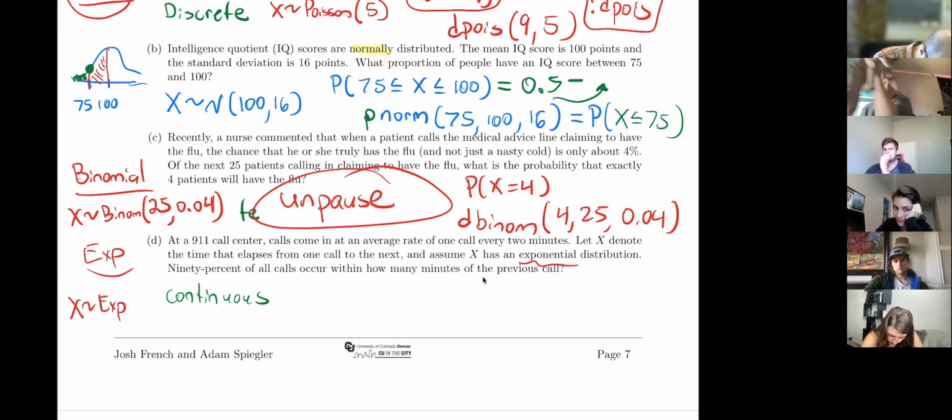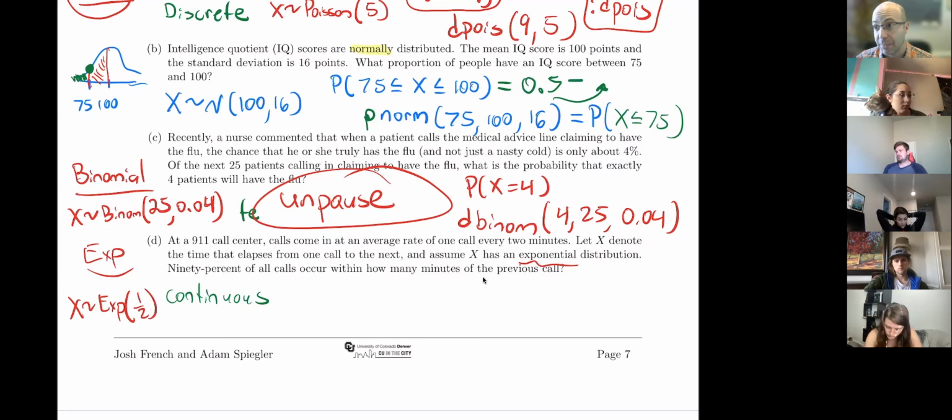Okay, and then in D, we're told that this is exponentially distributed, and they are getting an average of 1 call every 2 minutes. So the parameter here would be lambda is 1 over the mean. So the parameter here is 1/2, right?